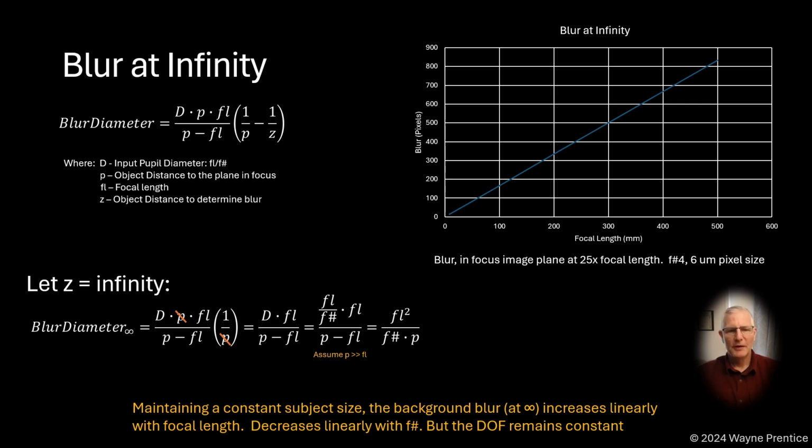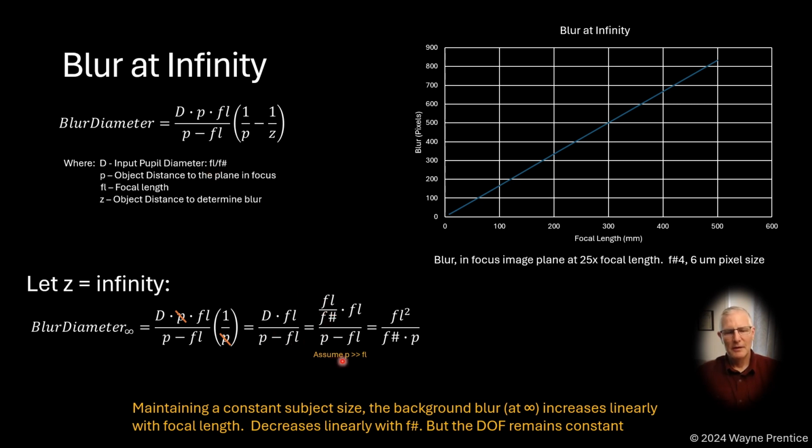Earlier, we looked at what the blur diameter was as a function of distance from the plane in focus. So P was the distance from the camera to the plane in focus, and Z was the distance at which we measured the blur. So let's look at blur at infinity. In that case, Z goes to infinity. This term goes to 0. So now I have this expression times 1 over P. And if we simplify that, the P's cancel out here. D is the focal length divided by the F number.